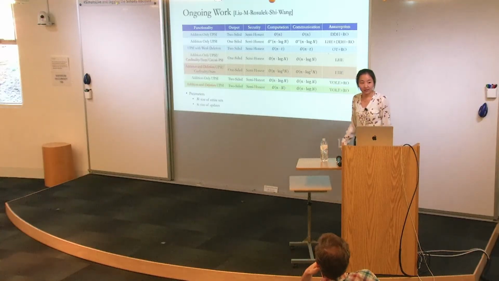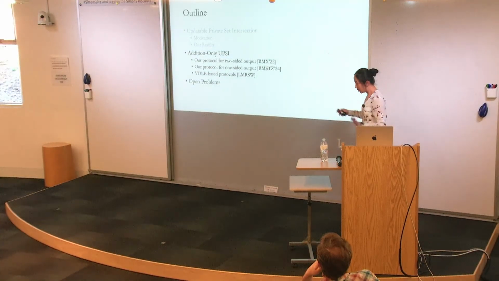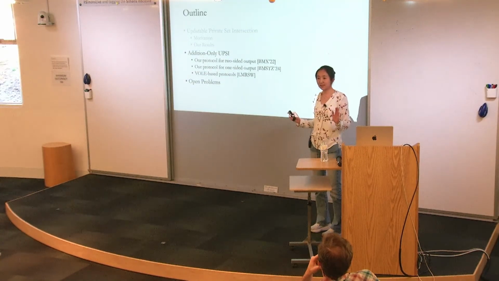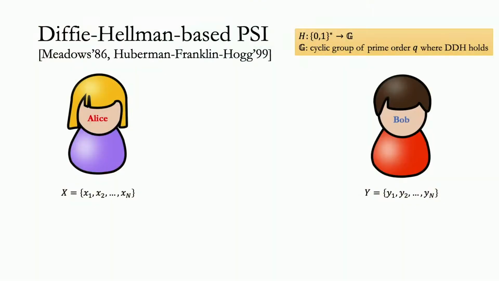All right, cool. So, okay, if you know a little bit about PSI, the first thing that you might want to try is the Diffie-Hellman-based PSI, because it naturally has a streaming feature, and we will see why. So in the Diffie-Hellman-based PSI, you assume a hash function that takes arbitrary input and outputs a random group element where DDH holds.